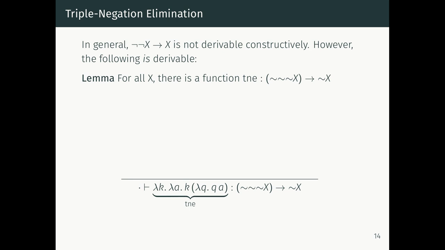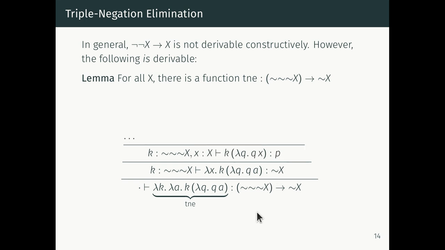So let's do that. So k is going to be triple negated x. And so having assumed that k has this type, we check the body of the lambda. Lambda x has the type k, lambda q, qa. Well, okay, and we want to see that the whole thing has the type not x. Okay, so to do that, we're going to recall that not x is really x arrow p.